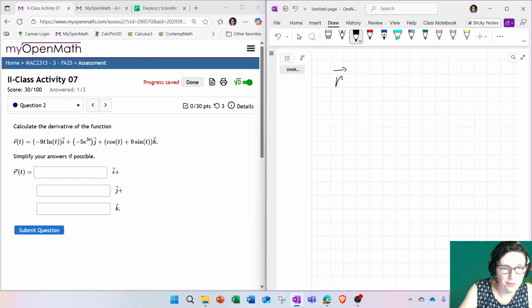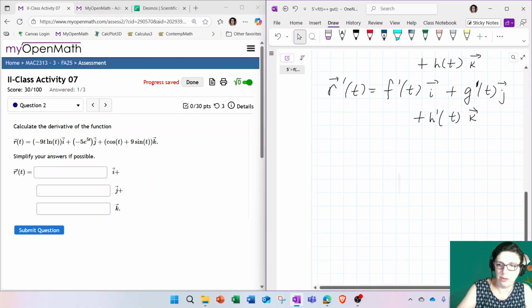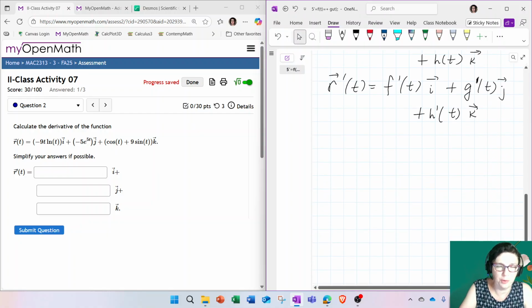And when we take the derivative of something like this, where you have some f of t i plus g of t j plus h of t k, the way we do that is we just take the derivative of each part. Okay, very simple to remember. We just take the derivative of the first component i plus the second component j plus the last component derivative k. That's the rule for how we take the derivatives. So basically this is like three problems in one.